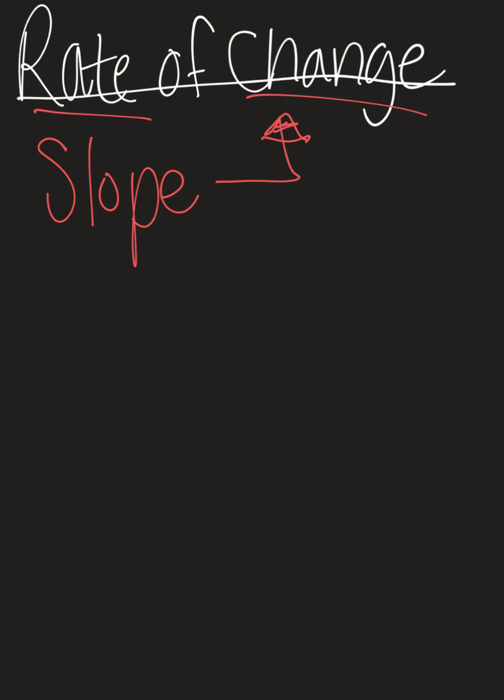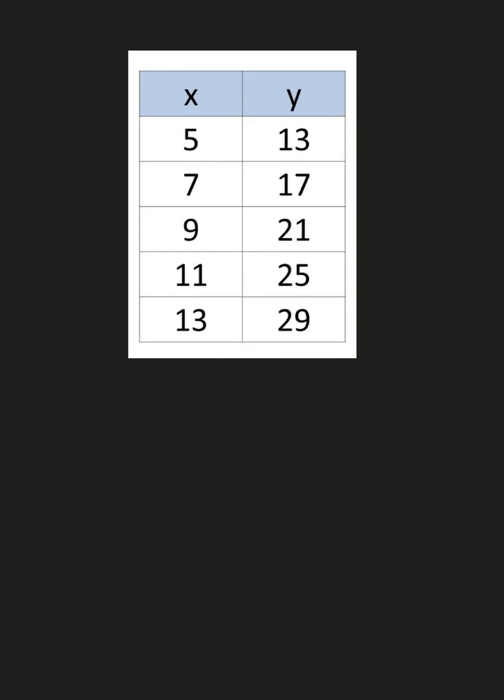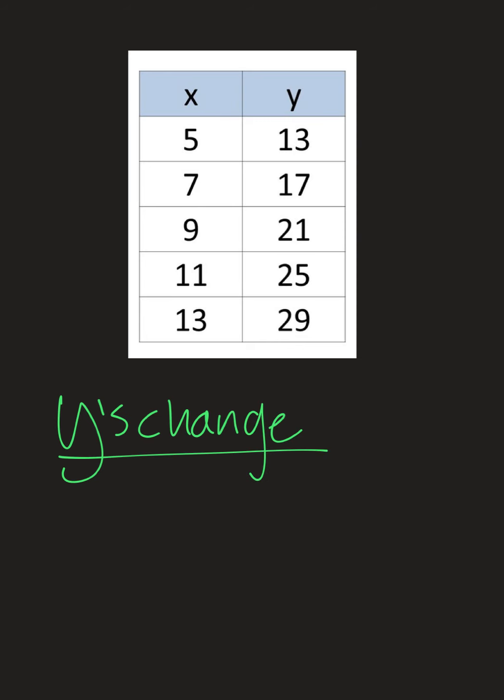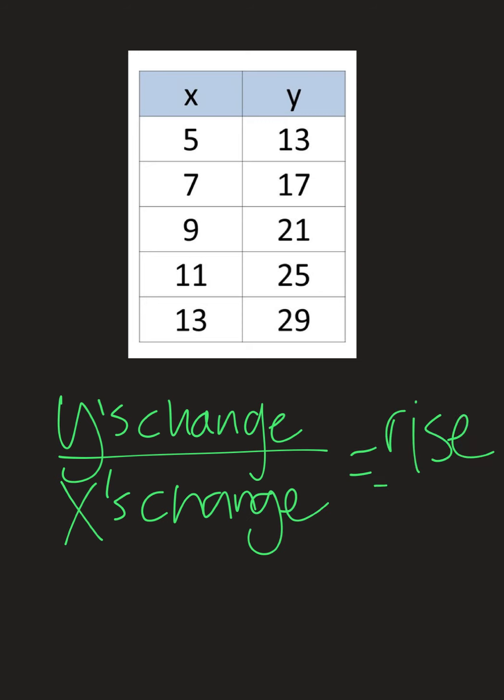Okay. So we will look at a few different ways to find rate of change. One of them is to identify it from a table. Rate of change is always going to be y's change over how x changes. Rise over run is another way we see this, okay?